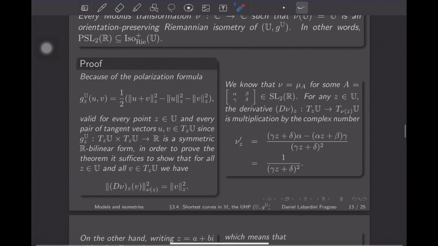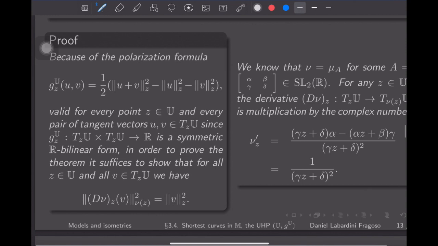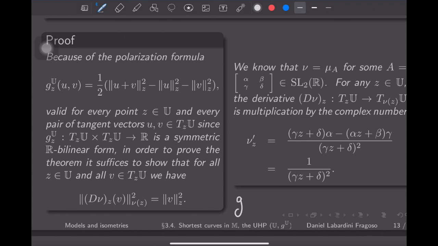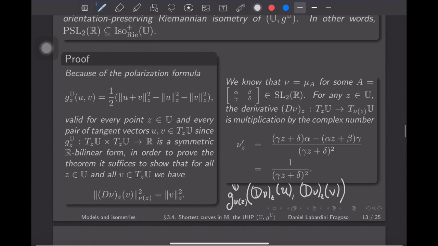What do we want to show? We want to show that G at the point nu of Z, between the images of these two vectors, but the images of those two vectors, as we have said, are computed through the derivative of nu, right? And of course here at the point Z of U, and then here derivative of nu at set v, and we want to show that this is equal to this.